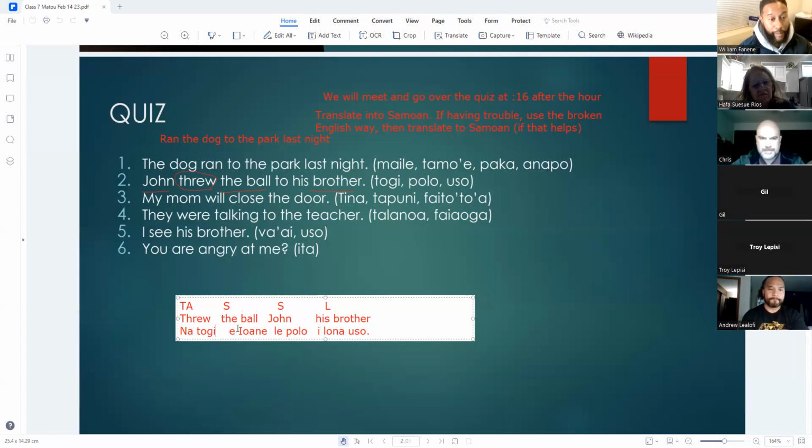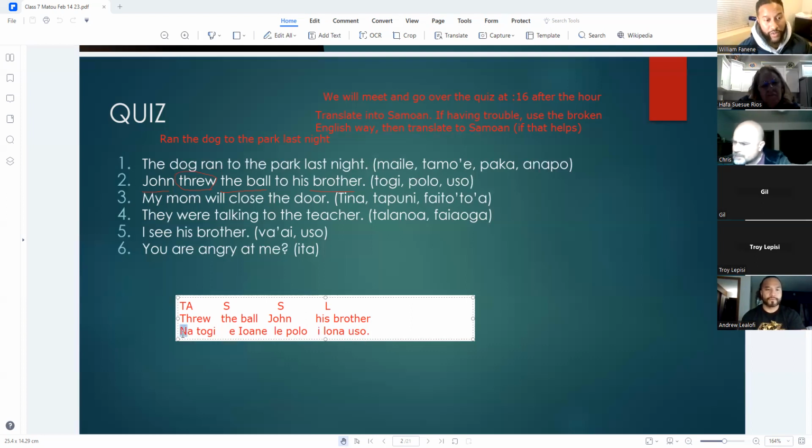So natongi, and then by Ioane. So Ioane is the one who did the action. That's why there's an e. So great job, I'm glad you said that. So natongi e Ioane le polo. Okay, so Ioane threw the ball, le polo, and then it went to a location, and the location is i lona uso. And the way that we know that it's a location is because we start with the preposition. Okay, that fancy English word, preposition. So i lona uso, and we're going to talk about several different kinds of prepositions today. All right, so great, that's a great job.